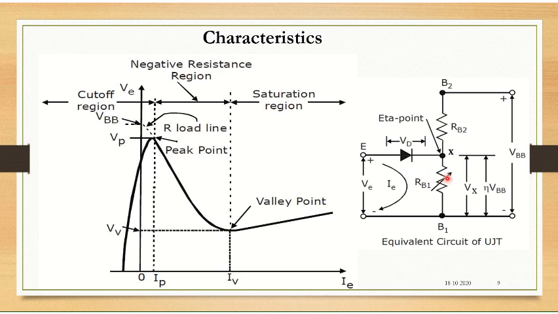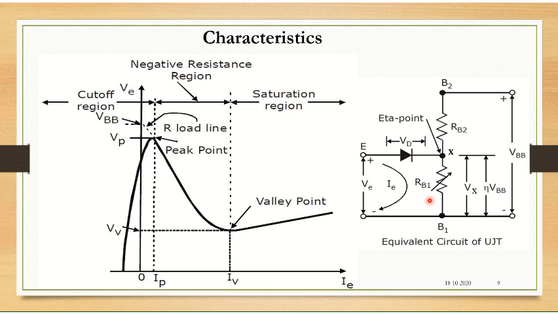The lightly doped region offers very little chance for these holes that are injected from the P region to recombine. So due to the increase in charge carriers, that is the holes injected here, the resistance RB1 drastically drops or reduces.